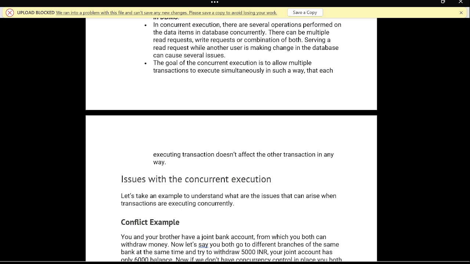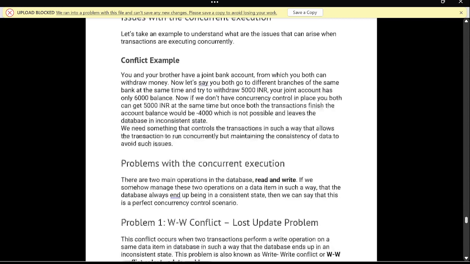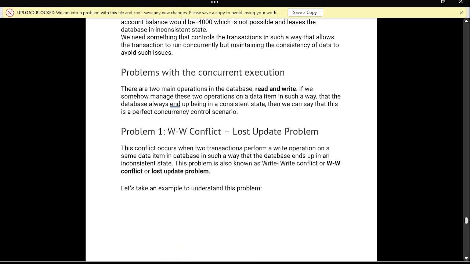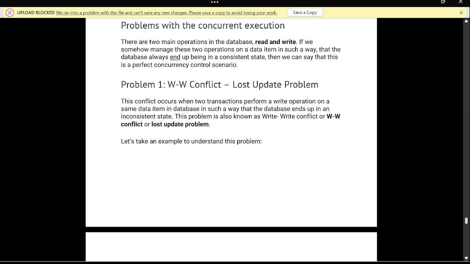So to do that, we have concurrency control. Before seeing how we are going to resolve them, let's see what issues we face in concurrency control. Basically, we have three problems. If you don't have concurrency control in your database, the basic problems we see are three kinds. The first one is the lost update problem. It is also called WW conflict, write conflict, or lost update problem.